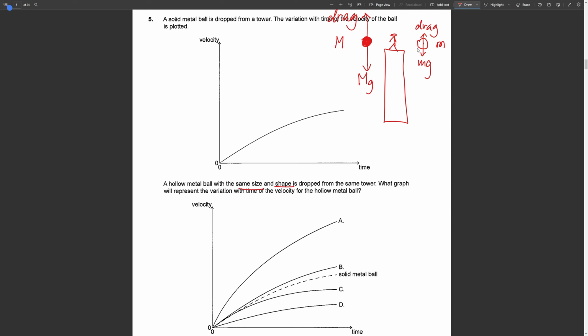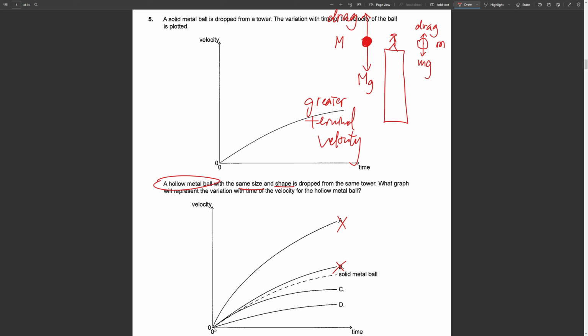For a faster object, there should be a greater drag, which means for the solid metal ball, there is a greater terminal velocity. So when you pick the option A, B, C, D, you are going to pick a hollow metal ball with a lower terminal velocity. Therefore, A and B are wrong. How about C and D? What are their differences? Their differences are the initial gradient.